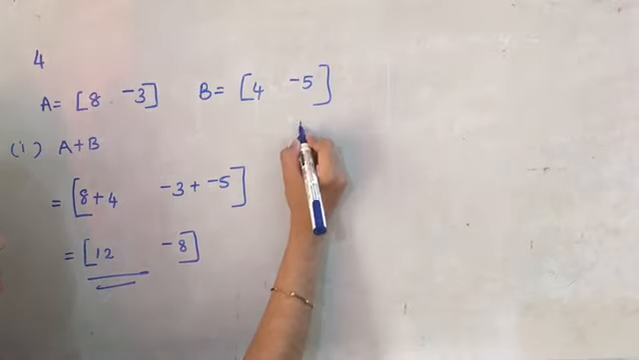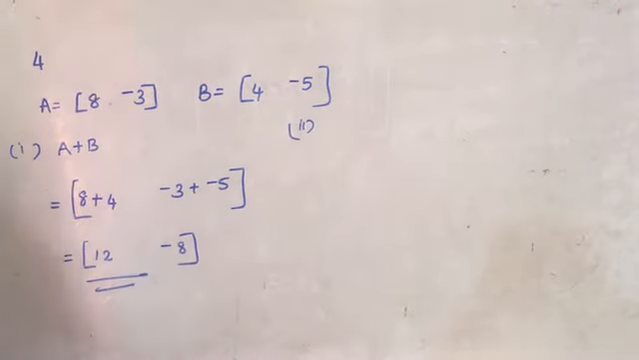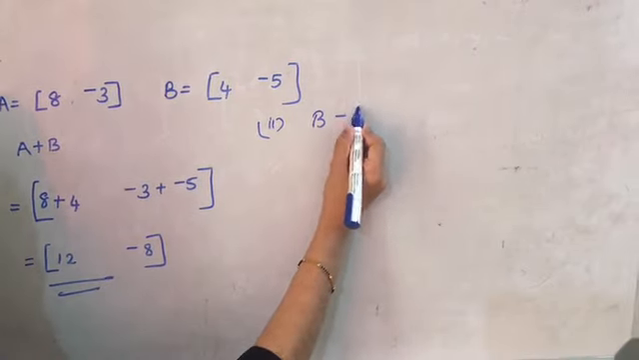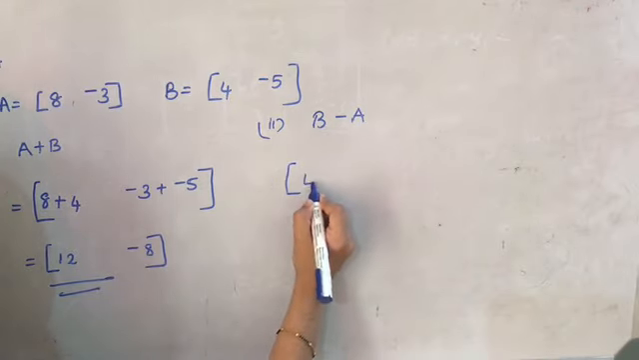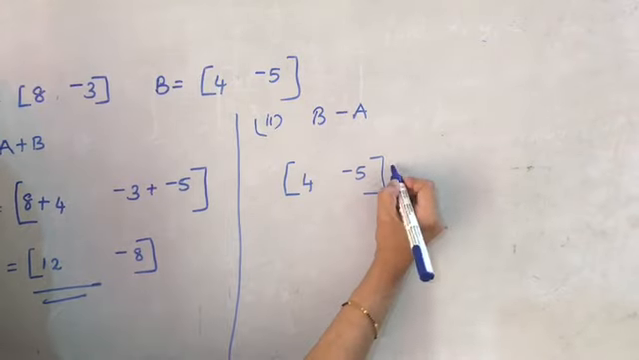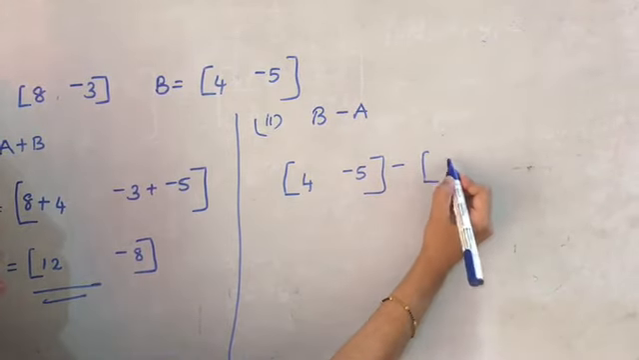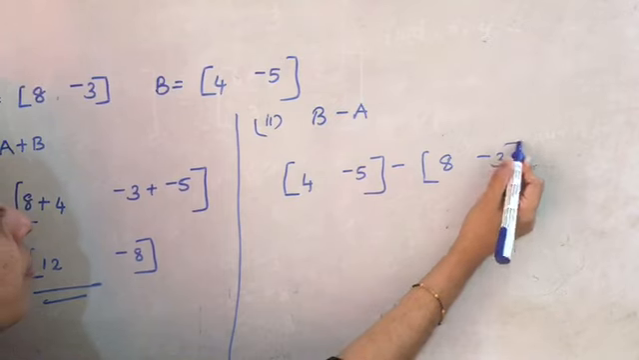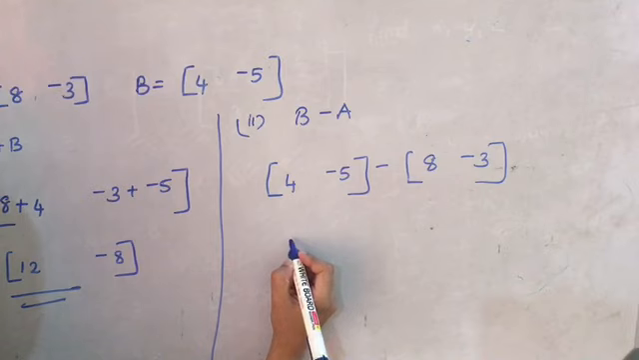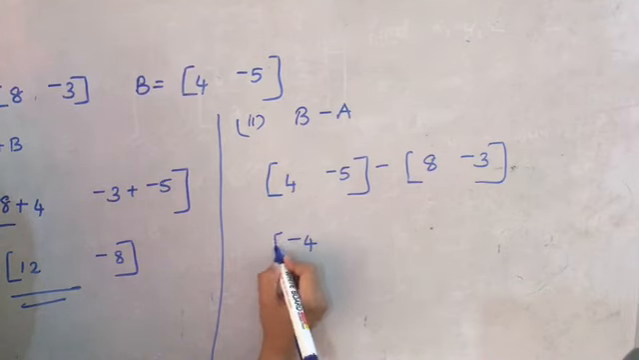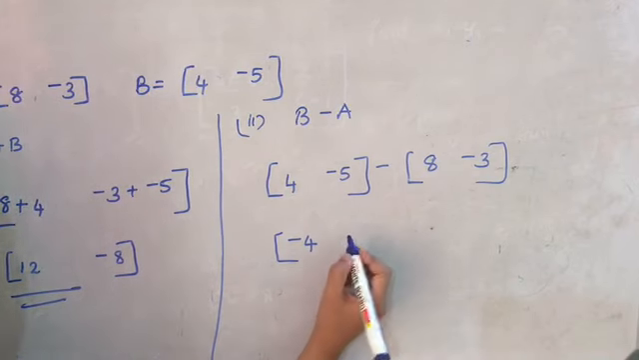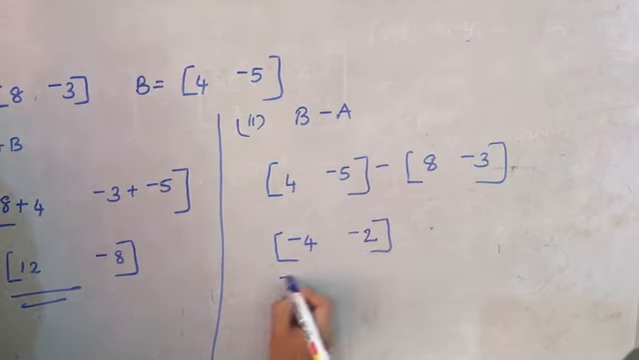Next sub question. It's given B minus A. So what do you have? 4 minus 8 gives you minus 4. Minus 5 minus of minus 3, that is minus 5 plus 3, gives you minus 2.